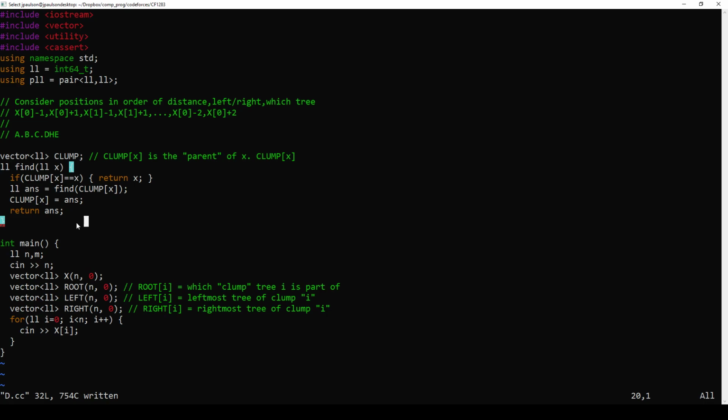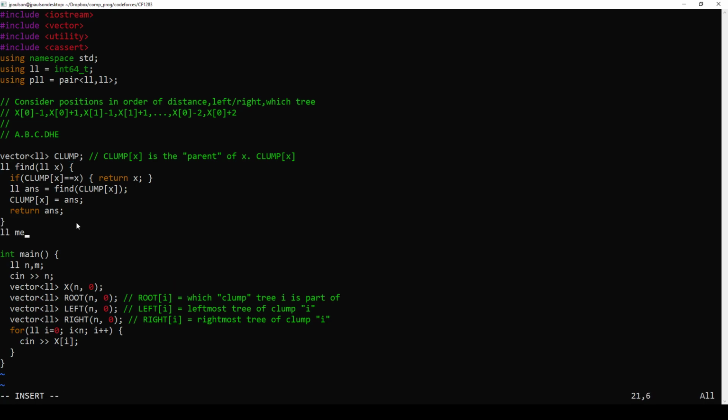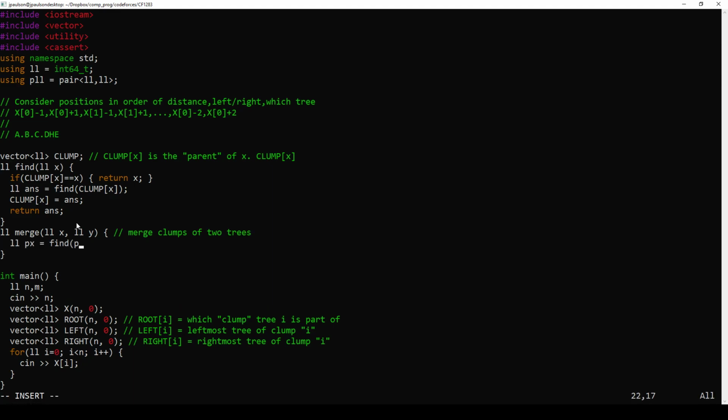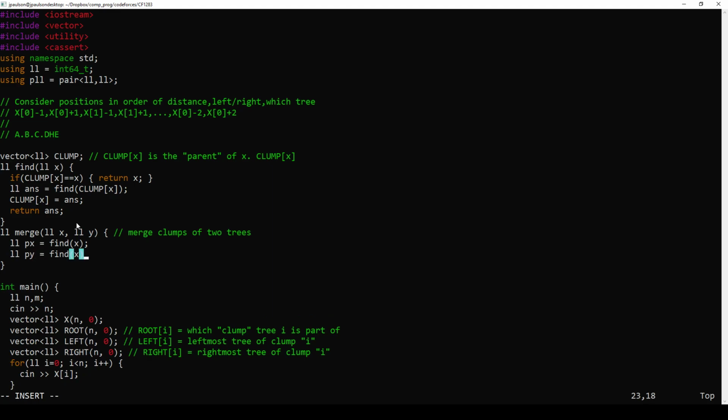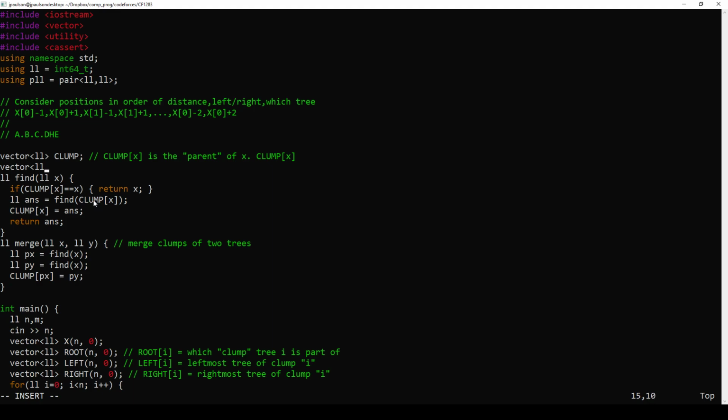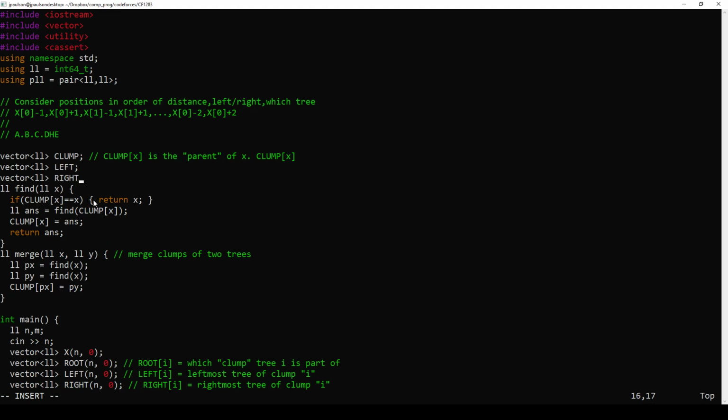The other function I'll call merge, which takes two trees and merges their clumps. First we need to find the managers of both clumps, and then we say that px's clump is now going to be managed by py. This is how you get non-trivial org charts here. Okay, and in this case we have some special information that we want to keep track of, just left and right.